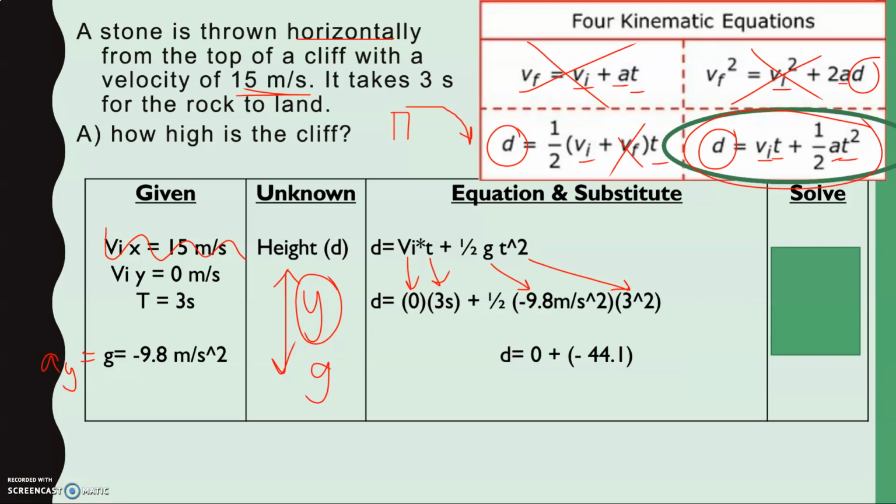Now we can simplify. We have D equals 0 plus a negative 44.1. When we simplify that, our answer would be negative 44.1 meters. It's negative because the object is falling down the 44.1 meters. But when you answer the question, how high is the cliff, you wouldn't say it's negative 44.1 meters. You would just say it's 44.1 meters high.